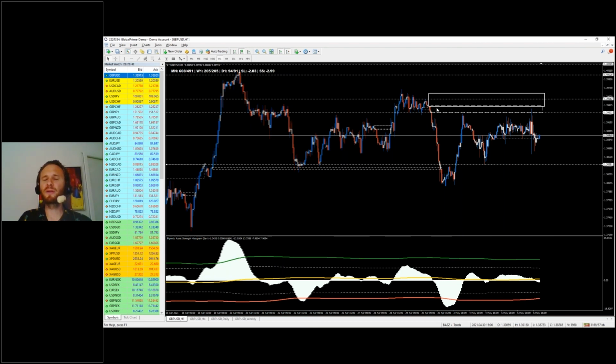So the edge of the box that's closest to price is the entry. The edge of the box that's furthest away from price would be where the stop placement would be, and the target would be at an opposing area, an opposing buy or sell zone.